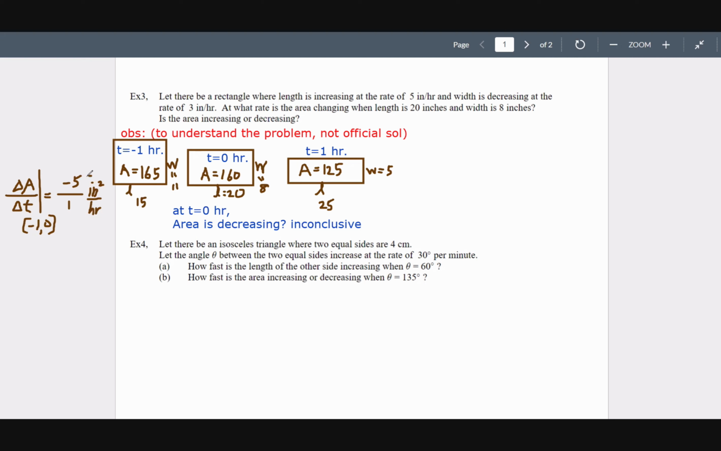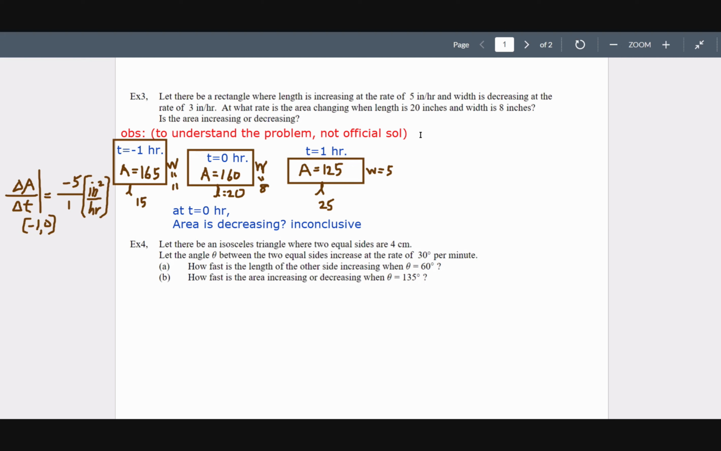We have to close the gap of the time to 0. Right now, there's a time difference of 1 hour. So as long as there's a certain time gap, that is not the instant rate, that's only the average rate of change.